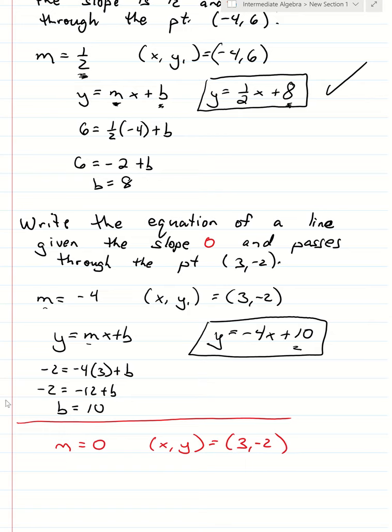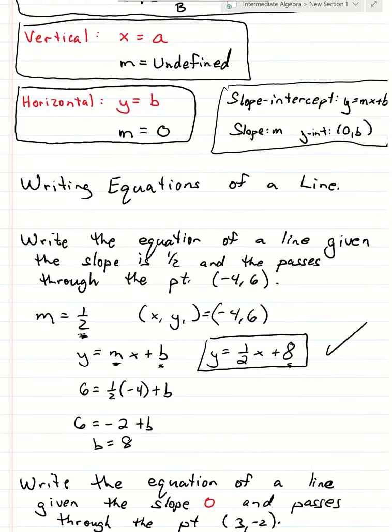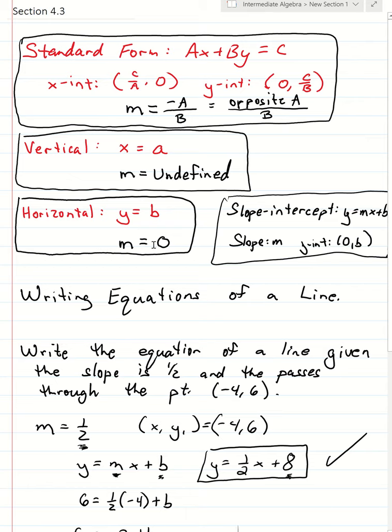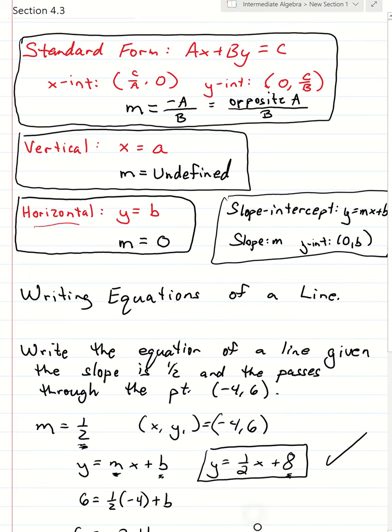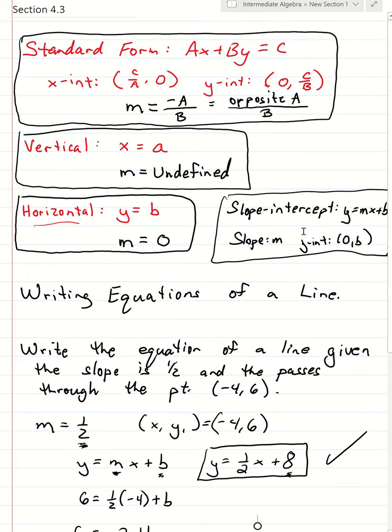And whenever you have a slope of 0, if we recall our earlier notes, we said that whenever we have a slope that's 0, it will always be a horizontal line. And we furthermore said that whenever we have a horizontal line, the equation will always read y equals some number. Okay? So that's the equation we're going to use. I'm not going to use slope-intercept form.